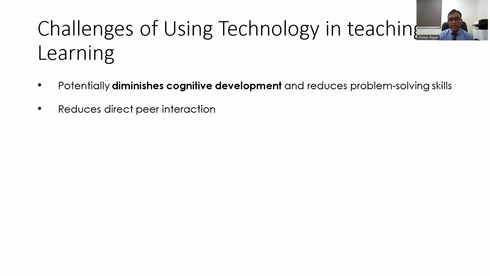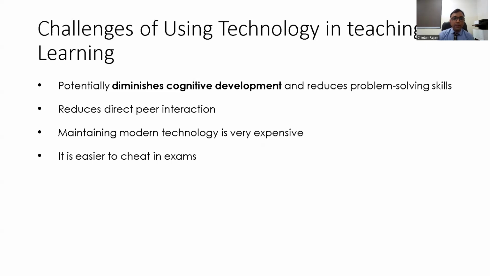It reduces direct peer interaction because face-to-face interaction will be reduced. Most of the time you are meeting online, so it will definitely reduce the direct peer interaction. Maintaining modern technology is very expensive. Sometimes when we see unmoderated exams, there is a possibility of copying from each other or cheating in the exams. So that is a potential risk while using technology in teaching and learning processes. And a reduced number of teachers because of automation.